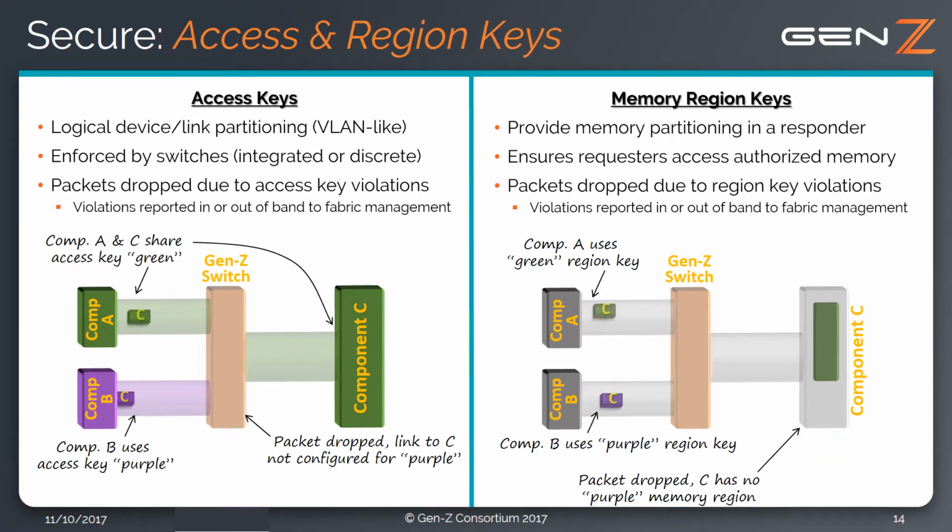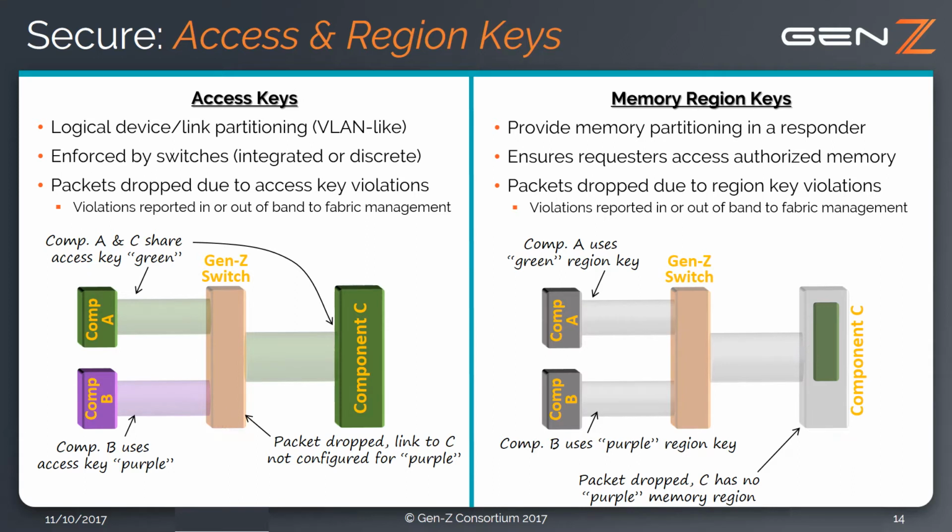In our example on the bottom right, component C is configured to share a green memory region with a green memory region key to other components on the fabric. Component A sends a packet with an address within C's green memory region and a green memory region key to component C, while component B sends a packet with an address in C's green memory region but has a purple memory region key. Component C accepts and processes the packet from component A because the keys match.